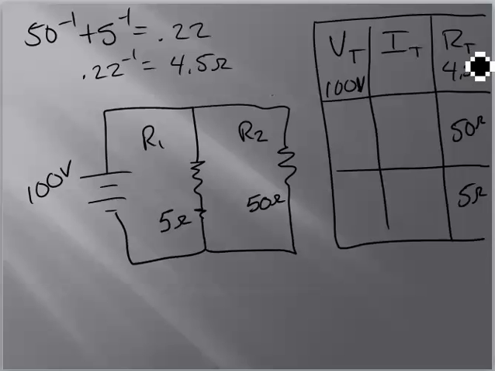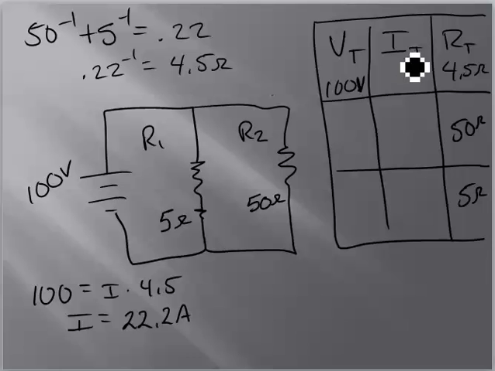The second thing is I want to find my IT. Well, that's just 100 equals I times 4.5. So my current turns out to be 22.2 amps. That's kind of sloppy there. We'll try to fix that a little bit.